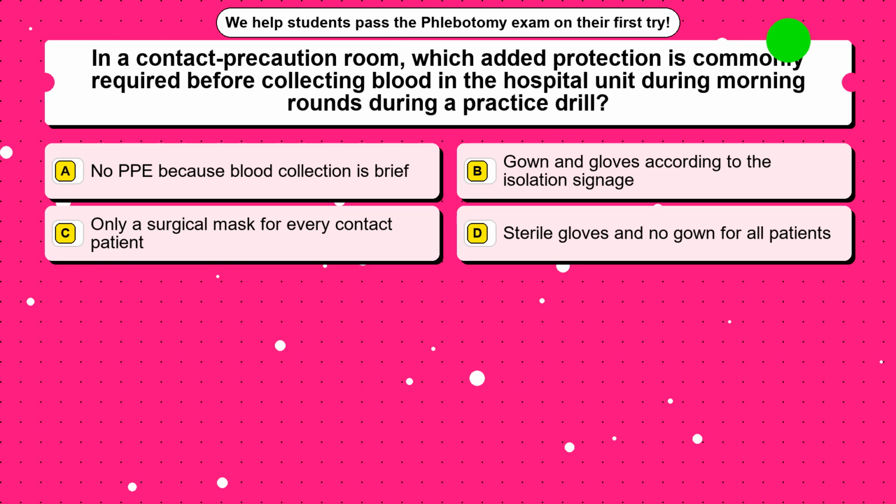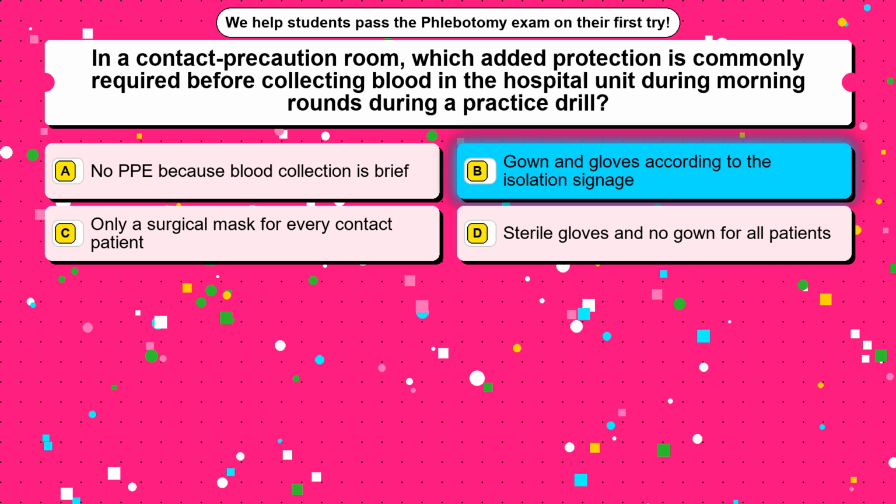Question 5. In a contact precaution room, which added protection is commonly required before collecting blood in the hospital unit during morning rounds during a practice drill? Option A. No PPE because blood collection is brief. Option B. Gown and gloves according to the isolation signage. Option C. Only a surgical mask for every contact patient. Option D. Sterile gloves and no gown for all patients.